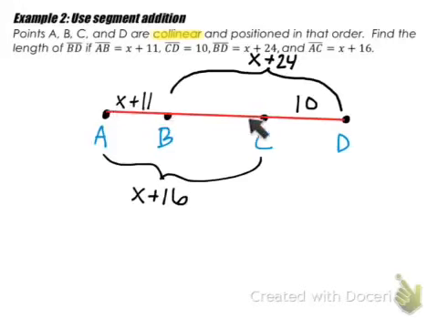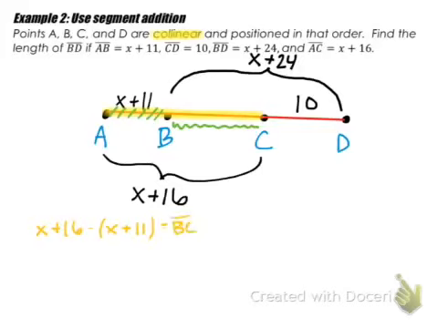If I take away a portion of AC, that'll give me the length of BC. The specific portion I'm taking away is the AB part. So if I take AC and subtract AB, that'll give me the length of BC. Let's set that up mathematically. We have x plus 16 minus the quantity of x plus 11, that'll give me the length of BC. Then I distribute the negative to x and 11 to get negative x minus 11.